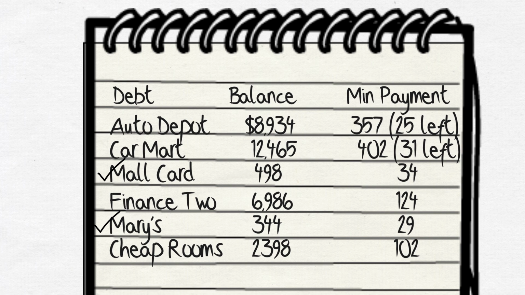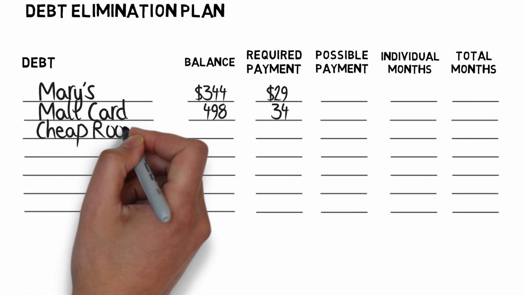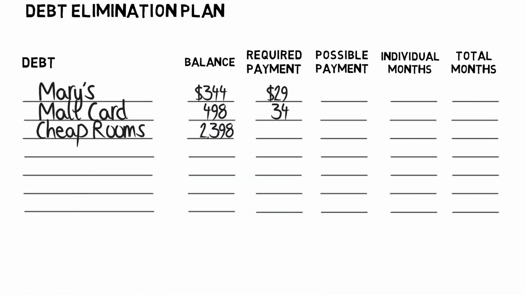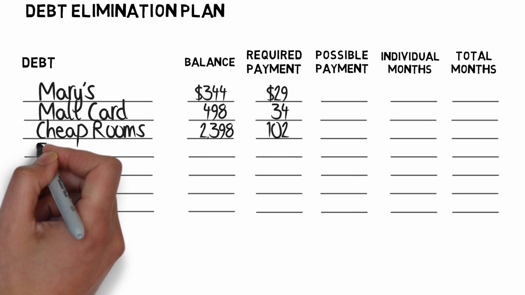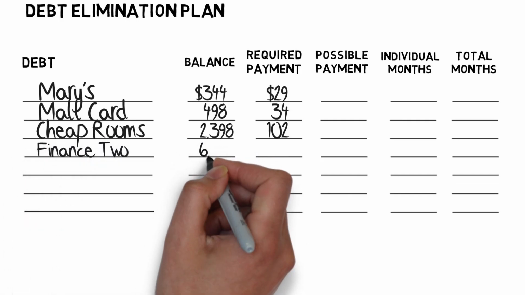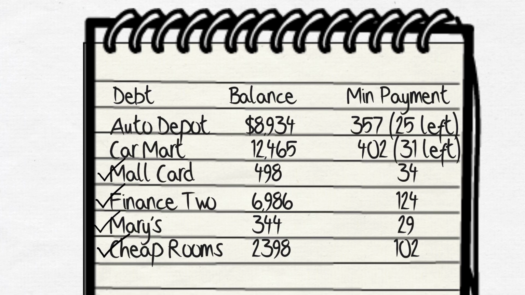Staying with this pattern, you see their next smallest balance is Cheap Rooms. Moving quickly, you record all the information for Cheap Rooms on the third line. Now back on their list of debts, you see their next smallest is Finance 2. Again, you go back to the form and complete all the appropriate information for this debt. So which do you list next? Yeah, you got it, Auto Depot.